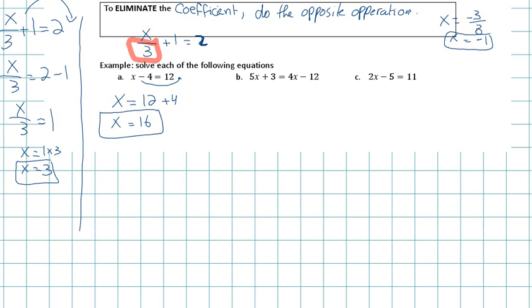Now, for the second equation, I have more terms. I have 5x plus 3 equals 4x minus 12. What do I have to do here? Remember, I might have to do more than one step. And remember, I told you I want the terms with the letters on one side, and the terms with the numbers on the other side.